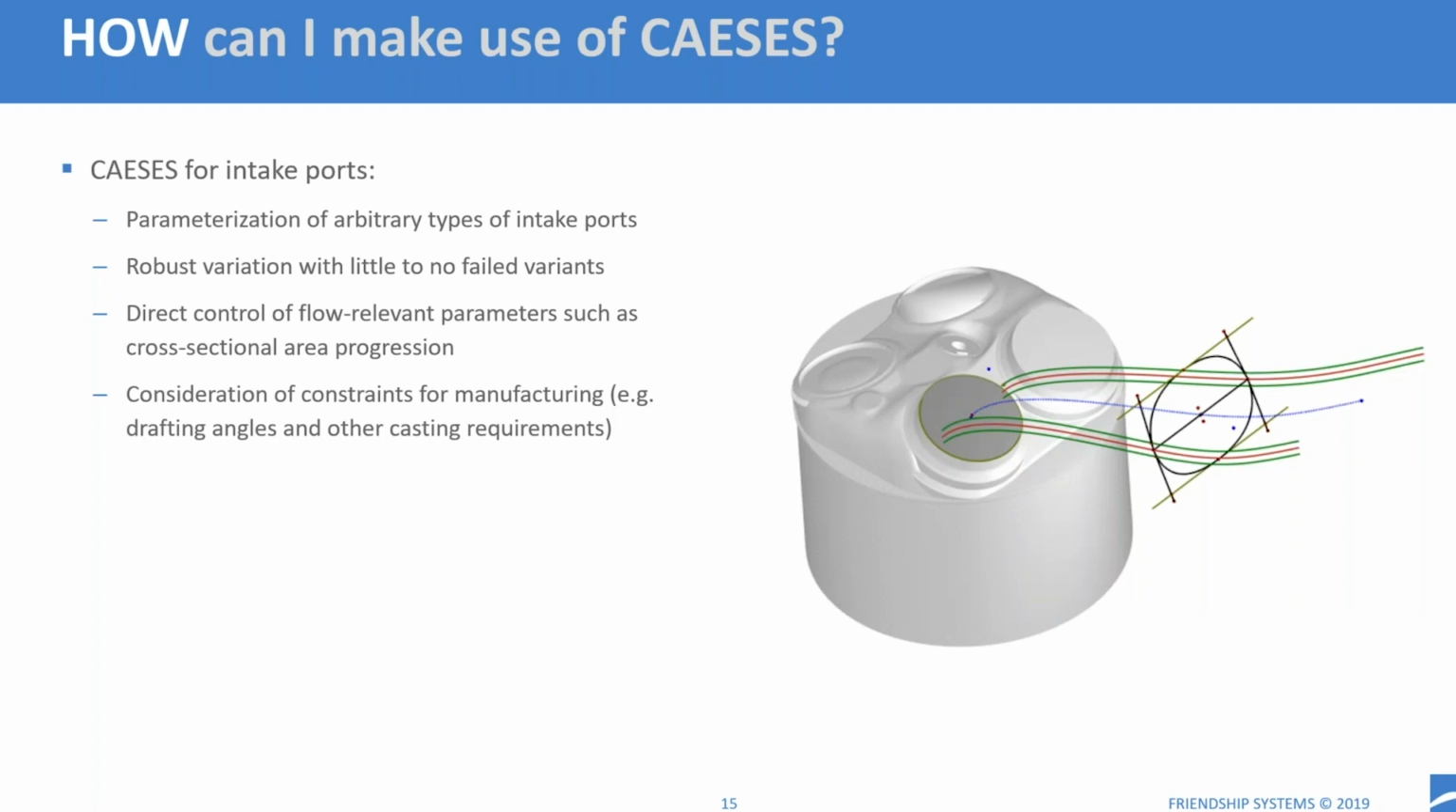It's also possible to consider constraints, for example, for manufacturing. Here we have an example for drafting angles. So typically, due to the casting requirements, we need to have some drafting angles at the side of the port, and these can be built directly into the model and also be taken into account during the variation of the geometry.